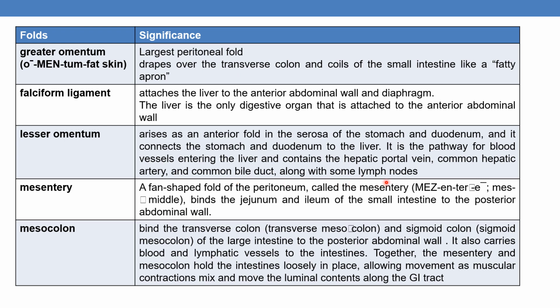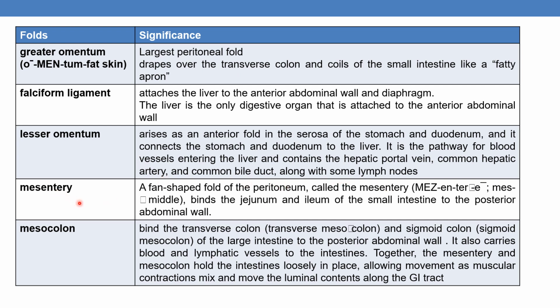So, which fold of the peritoneum contains hepatic portal vein? The answer is lesser omentum. Lesser omentum contains hepatic portal vein, common hepatic artery, and common bile duct, along with some lymph nodes.